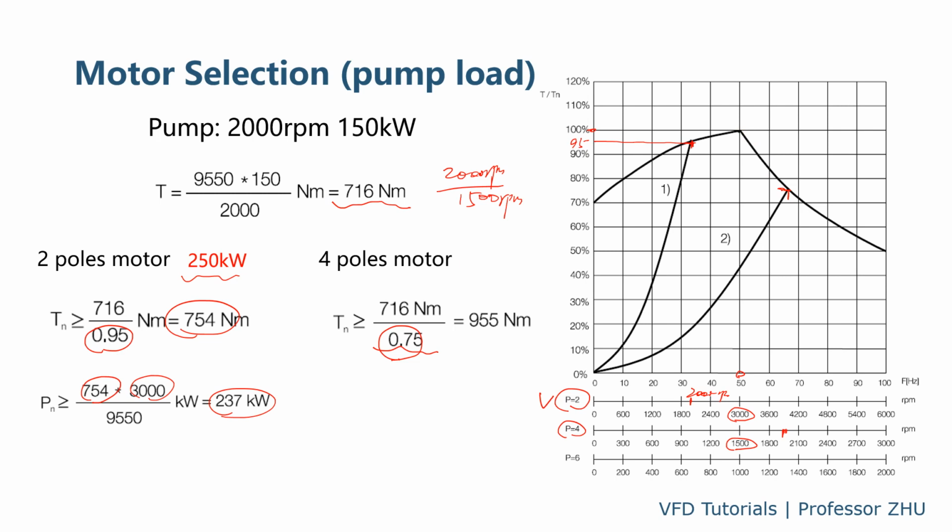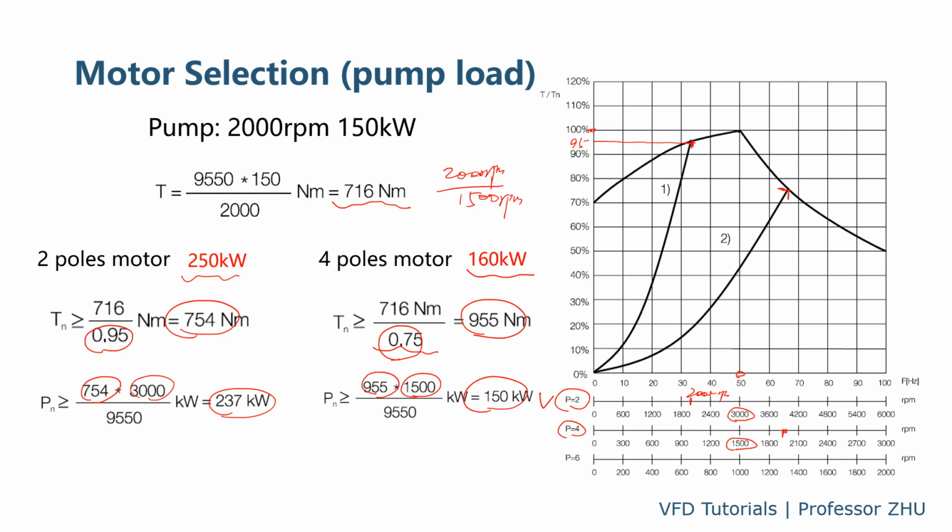Then this data is 7160. Divided by 75%, we get the rated torque of the motor, 9550. Same as before, we have the torque and the speed, and we get the power. So the standard motor is 160 kilowatts. Here you can see the rated torque and rated power for the four-pole motor.